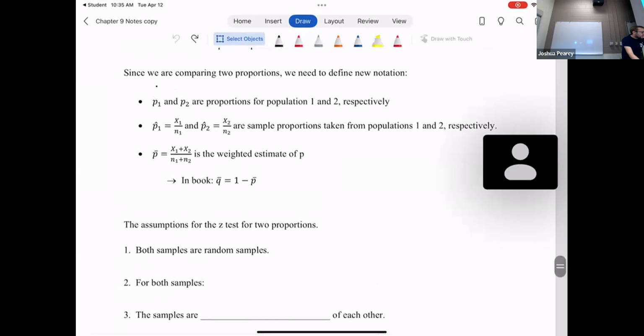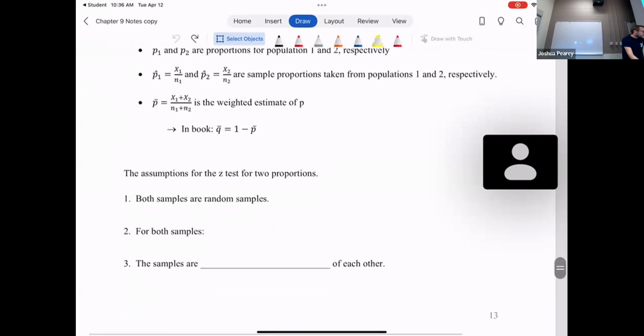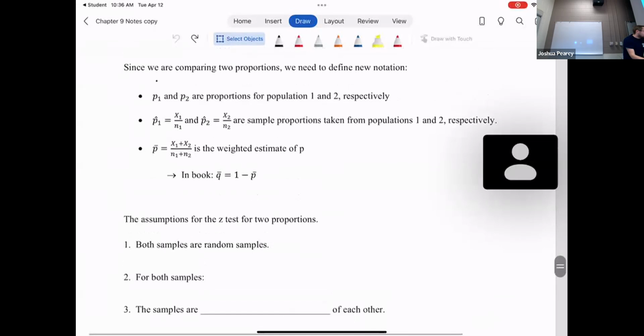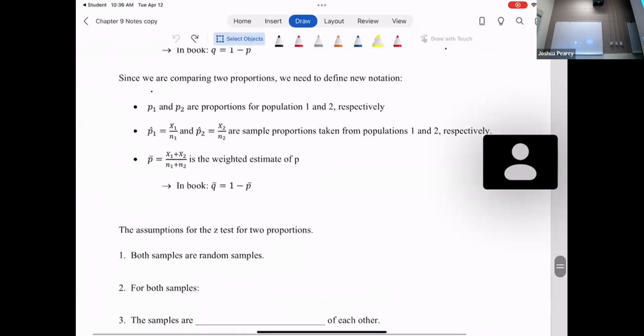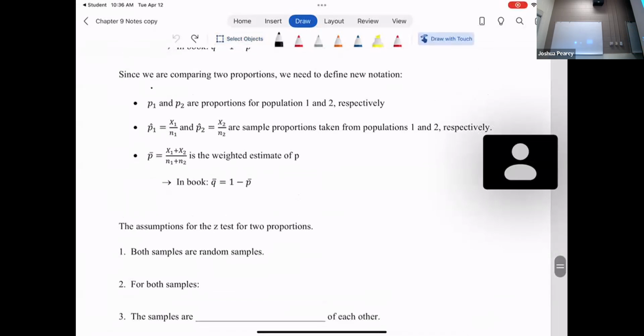And then something you'll need to know, P bar is the weighted estimate of P. So it's the pooled proportion. You take the number of people who possess some characteristic of interest in the first group and the second group, add those two numbers together, and then divide by the total sample size. And in the book, Q bar is just 1 minus P bar. Your homework tests you over this, over that, and over that.